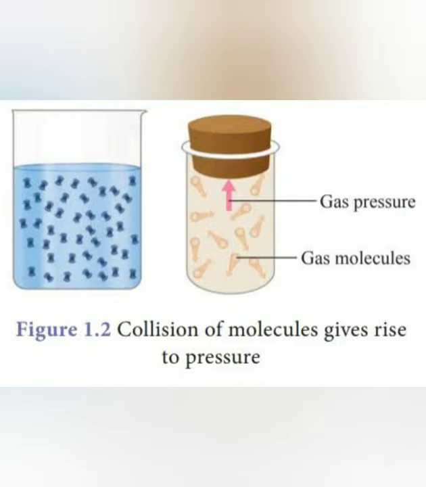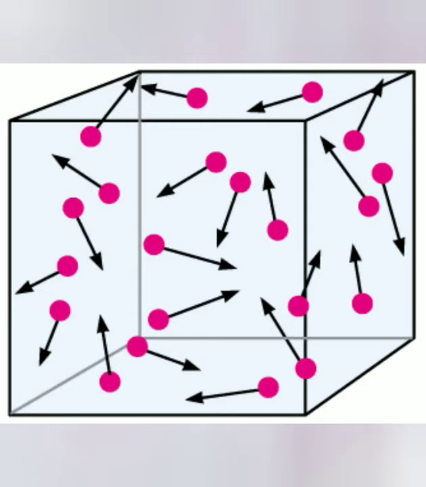We know that pressure is equal to force upon area. That is, P is equal to F by A. P is pressure, F is force, and A is area. When these gas molecules strike the walls, they exert pressure. And please note that the greater the number of hits recorded per unit area on the wall of the container, the more will be the pressure of the gas. So hence remember, gases exert pressure.